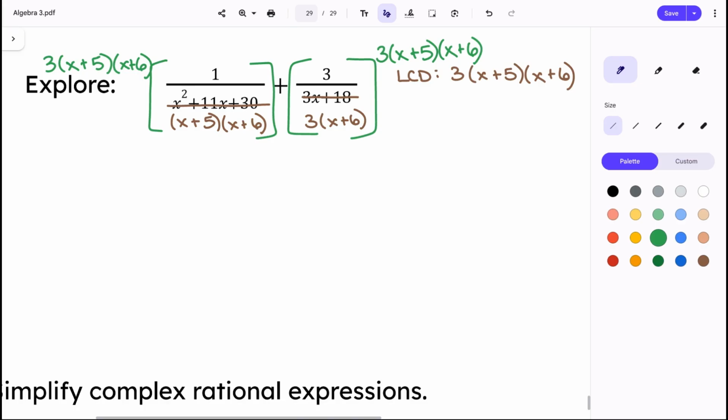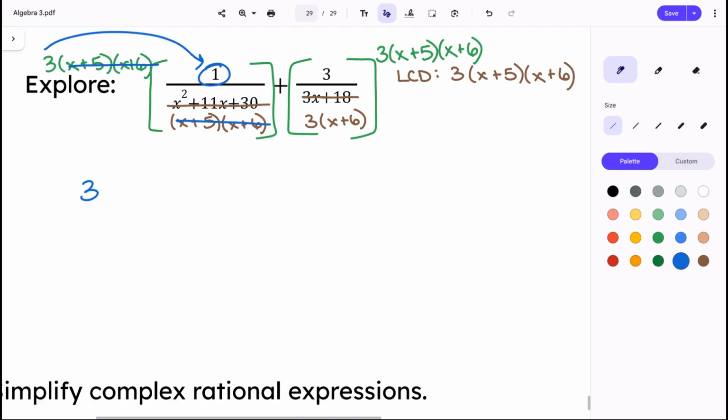There's no harm in rewriting it all down. I'm just trying to save a little bit of time here. So then if I look for this first fraction, the x plus 5 and x plus 6, they're gone. So really I only need to take the 1 times the 3. So that just becomes 3.